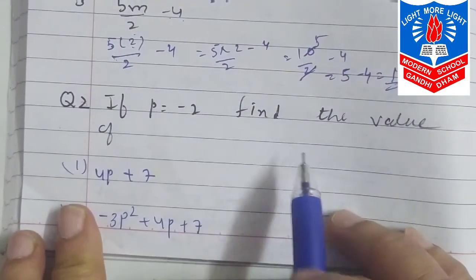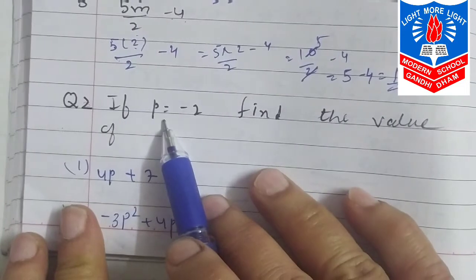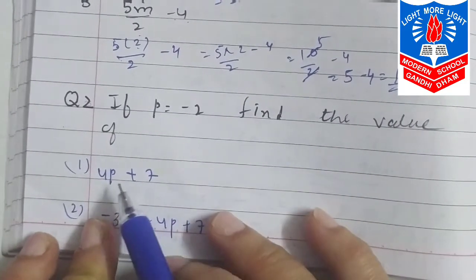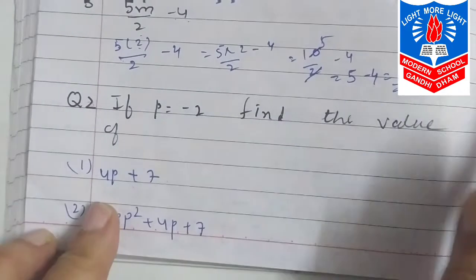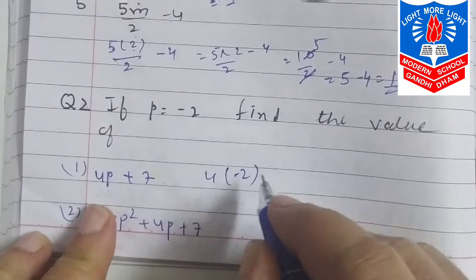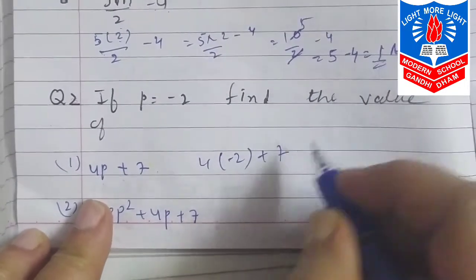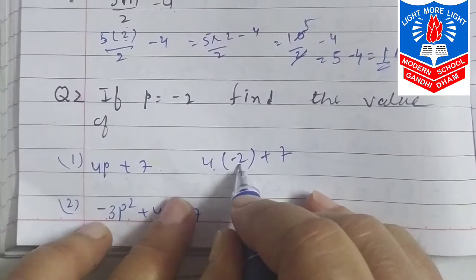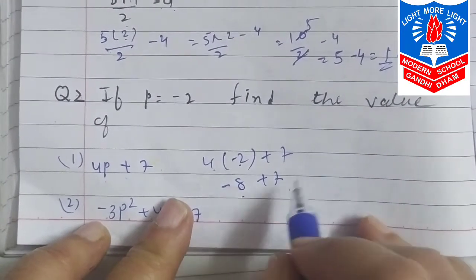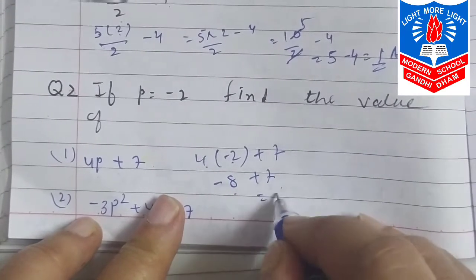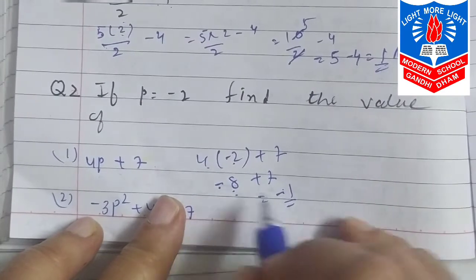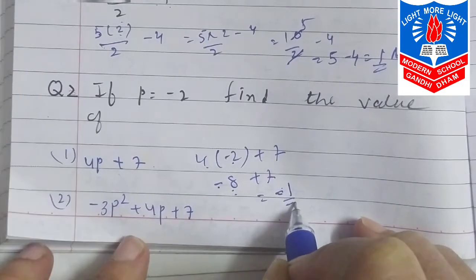वैसे ही जो करना था वैसे ही करना है, but here the variable is p and the value is minus 2. Okay, so the first one is 4p plus 7. So first 4, the value of p is minus 2, plus 7. ठीक है, तो 4 into minus 2 is minus 8 plus 7. Minus 8 plus 7, the answer is minus 1. Bigger integer is 8, so we keep the bigger integer sign. So the answer is minus 1.